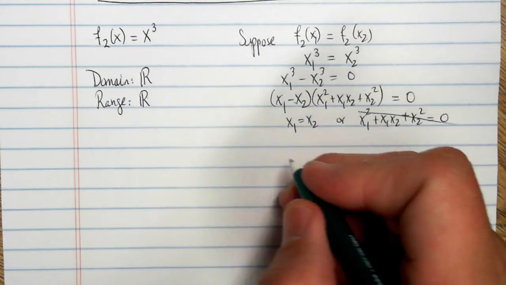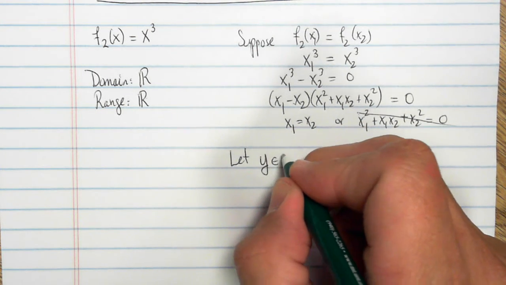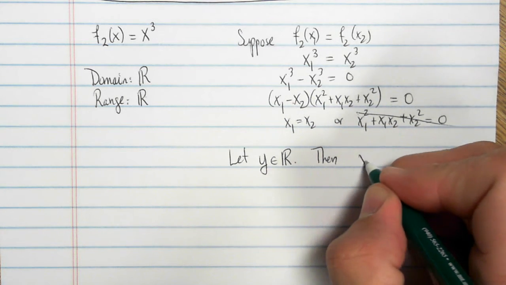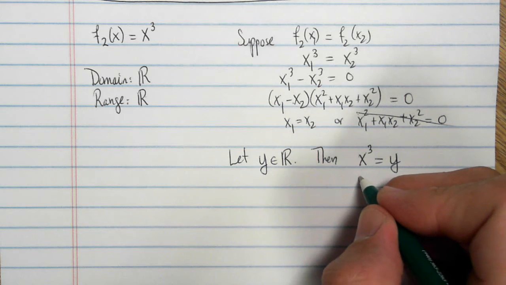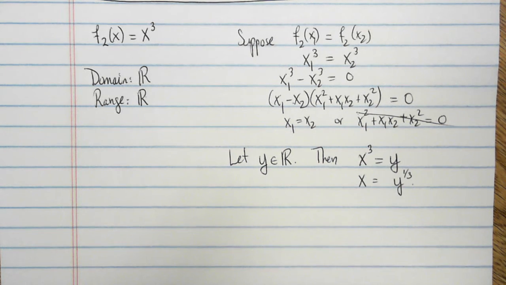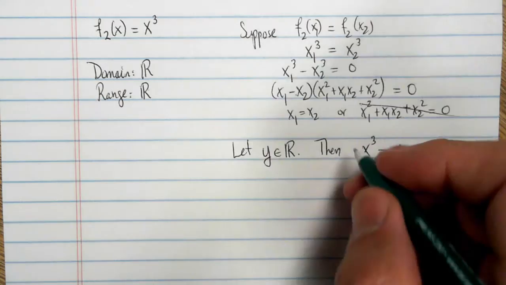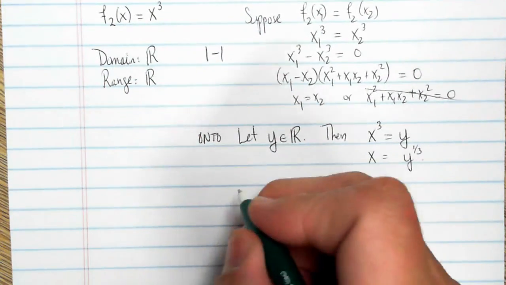Now it's onto. How do I show that it's onto? Let y be an element in the range. Then x cubed equals y. Can I solve for x? Well, yes, x would be equal to the cube root of y. So that's my inverse function. So this establishes 1-to-1, and this establishes onto.